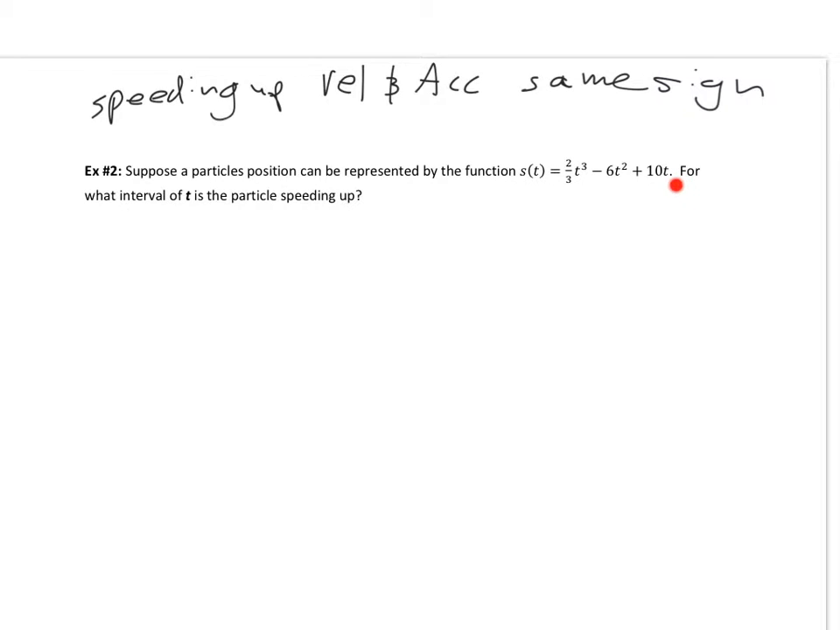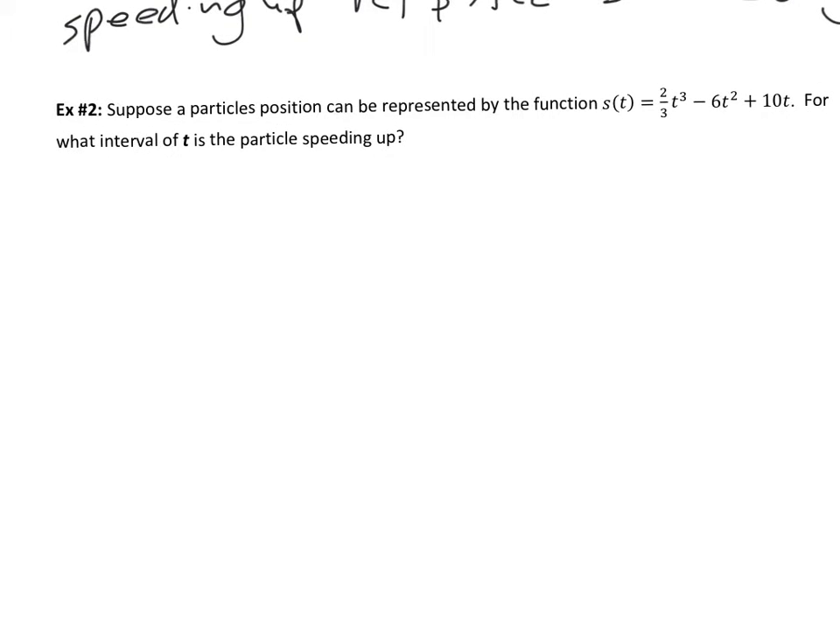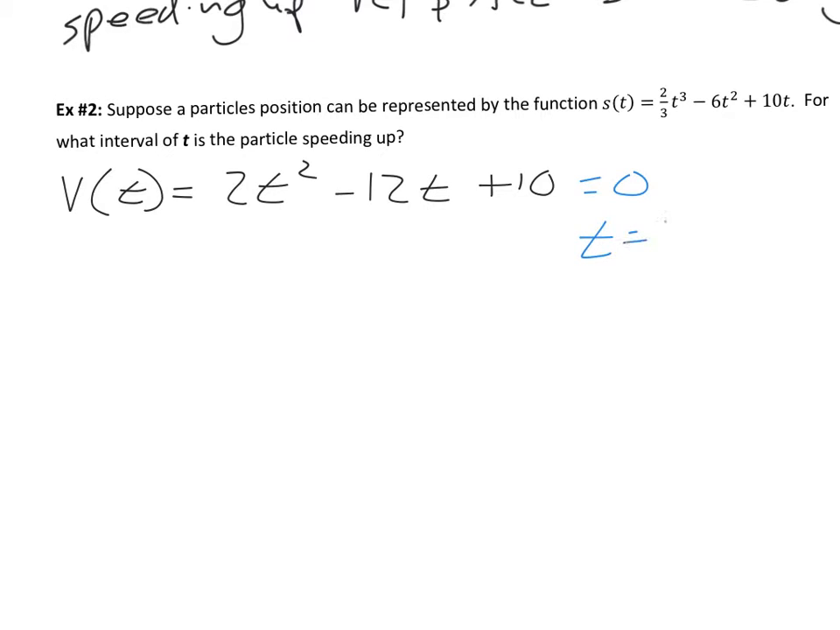Okay, this is the same function we used before. So we already did the velocity function for that, so let's just do that again real quick. We know that v of t equals 2t squared minus 12t plus 10. And we already set this equal to 0, and when we did, we found that t equals 1 and 5. Those were our critical numbers.